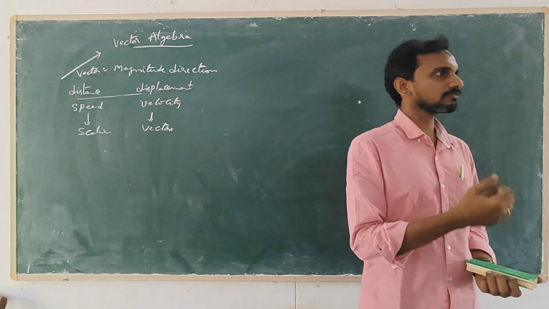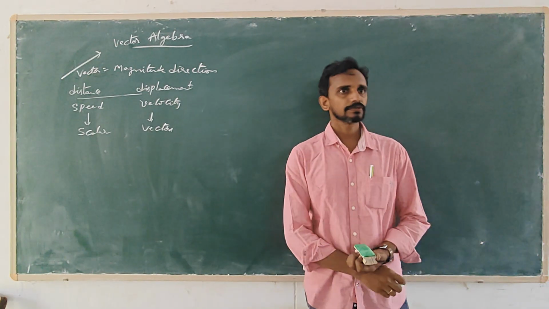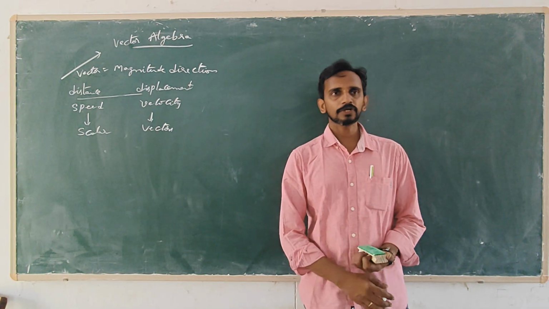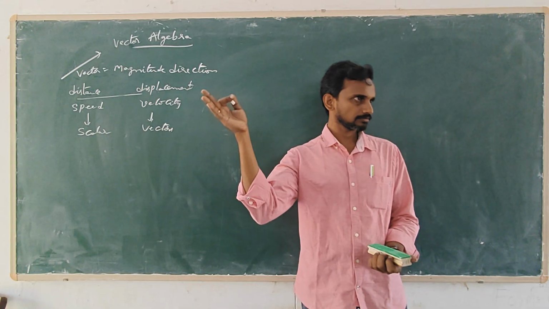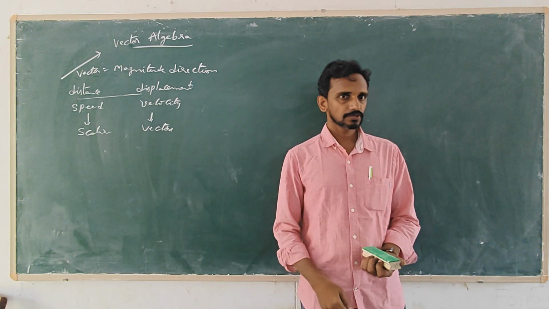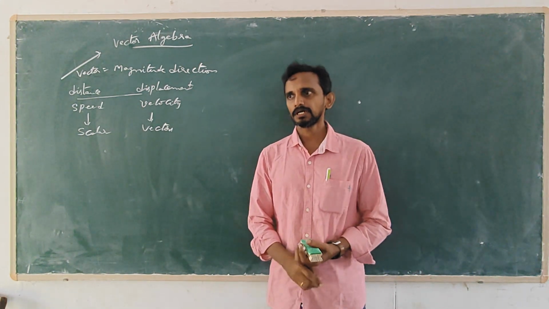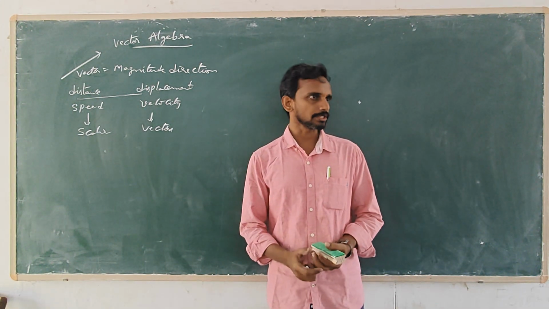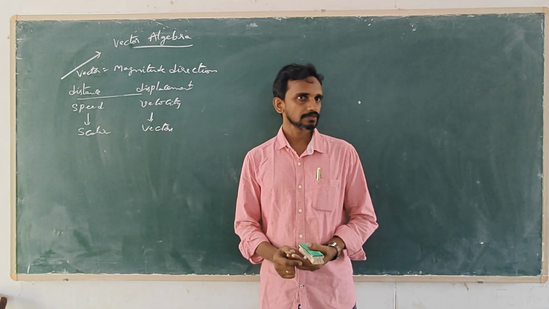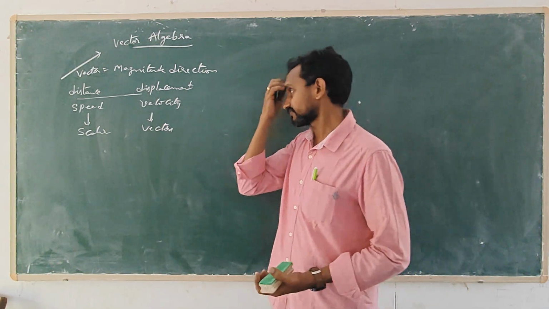So is it complete information? So, 200 meters away towards south. So when you attach direction information also, the description of certain physical quantities will become complete. Right? So such quantities are called vectors.